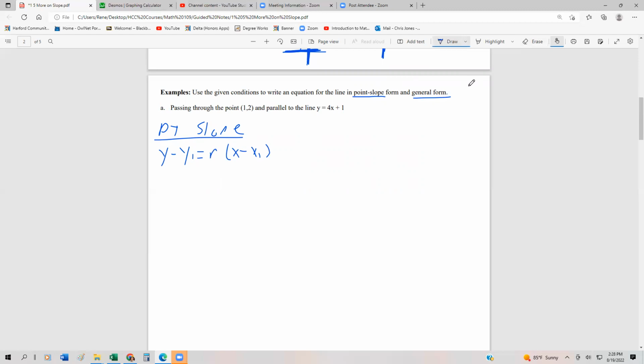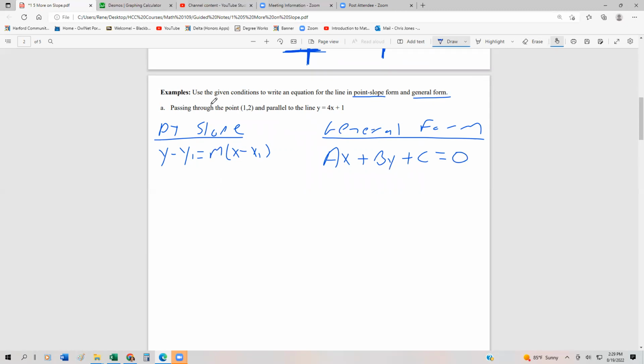But general form we didn't look at. Just as a reminder, general form is going to be ax plus by plus c is equal to 0, where a, b, and c we're going to make into integer values. All right, so let's hold on to those, and then we can go ahead and try to do one of these problems.